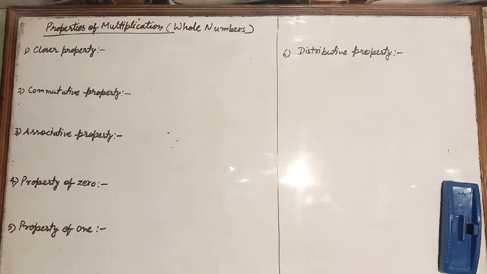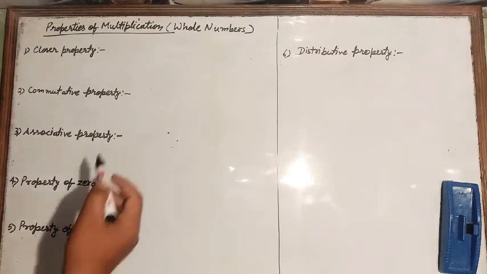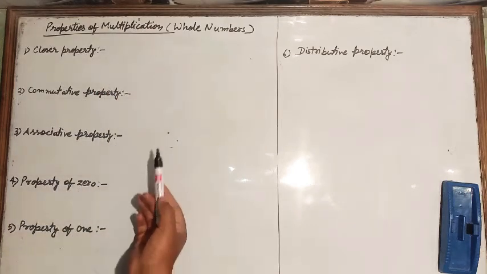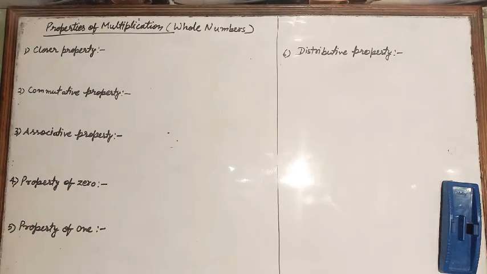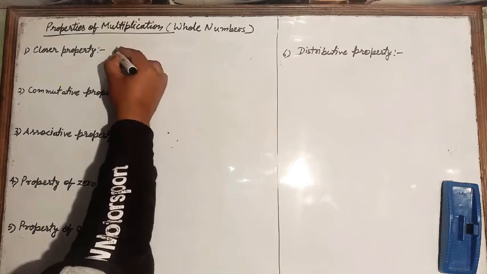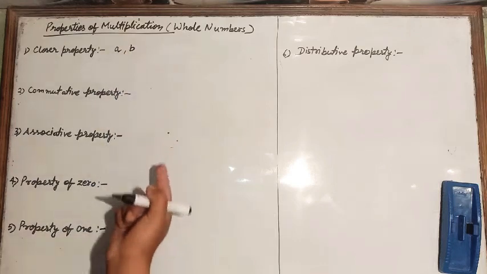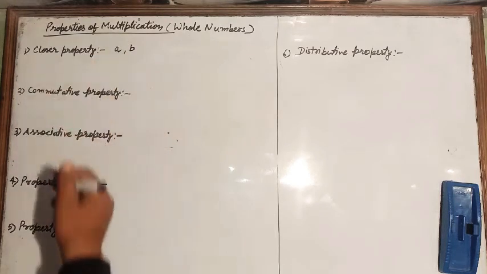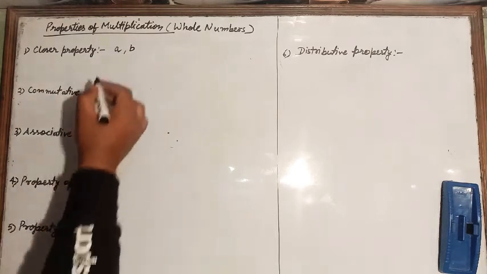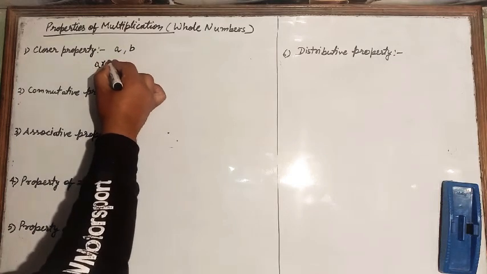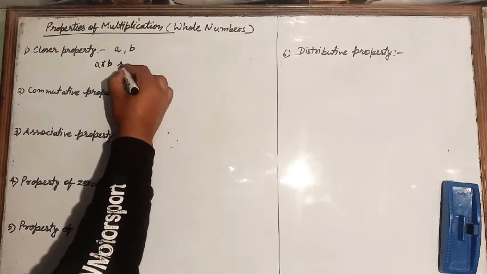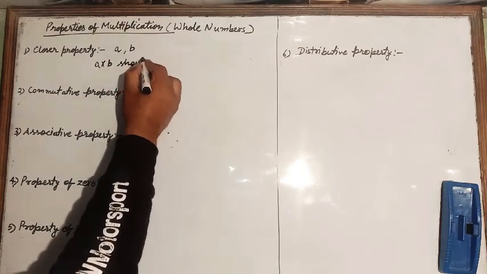Hello students, in this video we will learn about properties of multiplication of whole numbers. First one, closure property. As you know, if A is a whole number and B is a whole number, then their product A cross B should be a whole number.